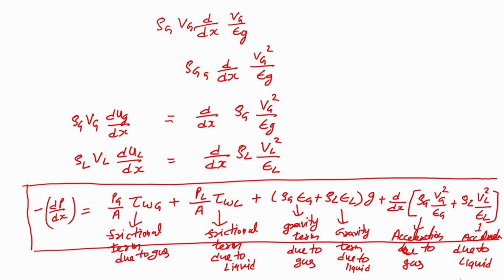The gravity term, which is because of the gas and liquid both, has been added, and the acceleration term, again because of the gas and liquid, has been added. So this is the general equation for homogeneous flow. Now in homogeneous flow, generally what we assume is that the whole flow is flowing as a mixture and there is no slip in between. So we mostly write it as homogeneous flow with no slip.